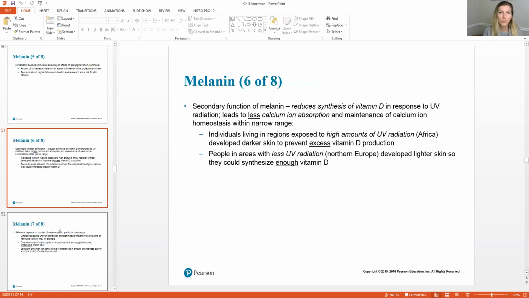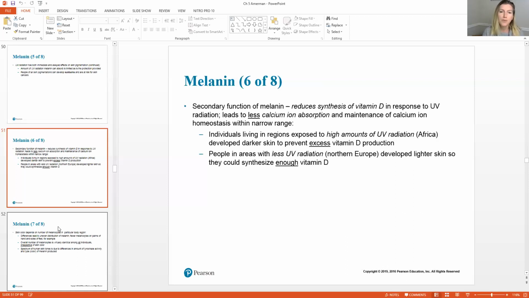So when your vitamin D levels rise, i.e. when you're in the sun a lot, melanin is going to increase in production to slow the production of vitamin D. Vitamin D helps with calcium absorption, and we're going to look at this calcium homeostasis model in our next chapter when we start looking at bones and bone physiology.